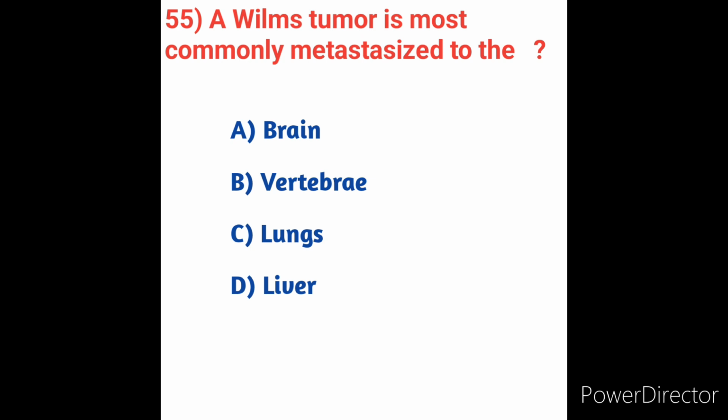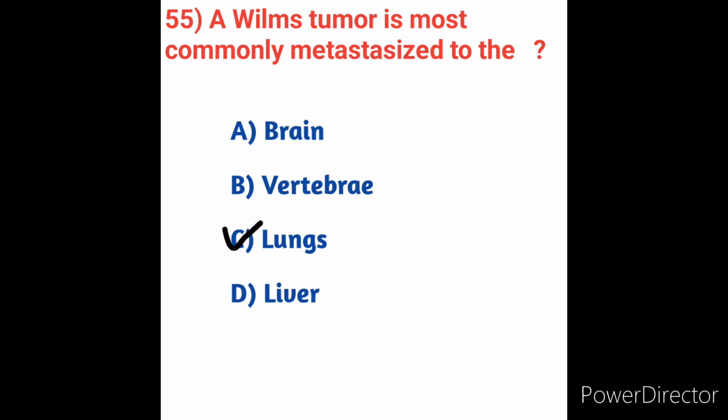In children, Wilms tumor cancer starts when cells in the body begin to grow out of control. Wilms tumor most commonly metastasizes to the lungs. Pulmonary metastasis is seen in about 80%, most commonly in the lungs first, then liver, bones and brain, or lymph nodes outside of the abdomen. So option C, lungs, is the correct answer.